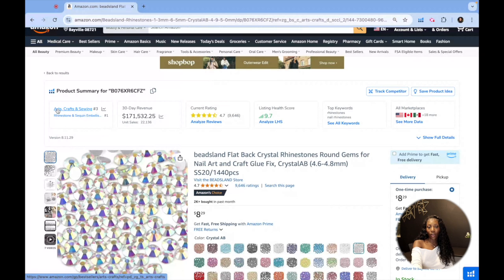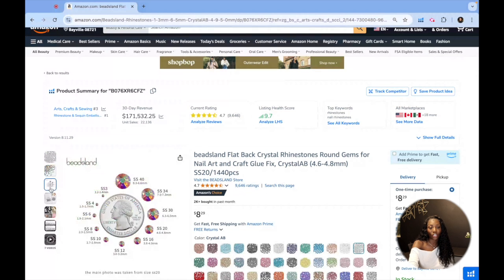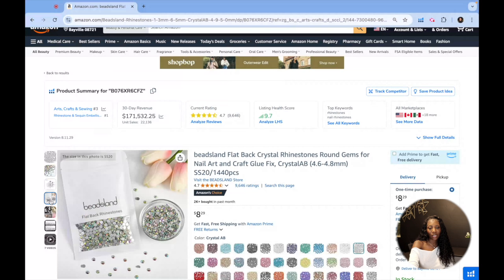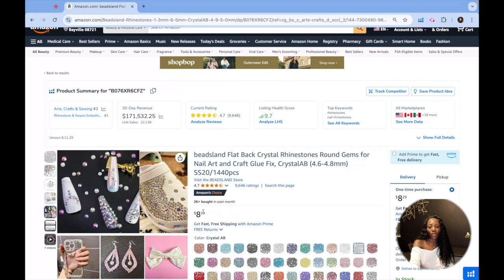So in the category arts, crafts, and sewing, this is the number 3 product. So it's definitely doing very well in this category. The 30-day revenue is $171,000, which is pretty solid for selling some rhinestones that they're probably buying for 25 cents. I would guess that this is a very cheap product. Yeah, look at the bag. I don't know what it's made out of, but the bag is plastic and it looks very simplistic. And it's not that expensive of a product anyway. It's only $8.29, but I could guarantee you that there's no way that they're buying this for more than $1 a piece. So they're still making a pretty good margin on each one.